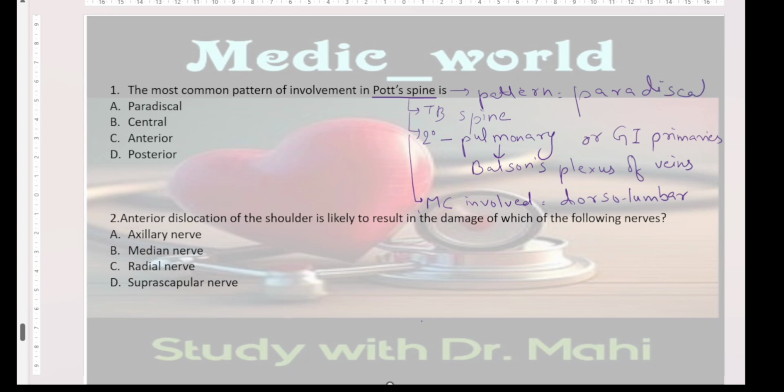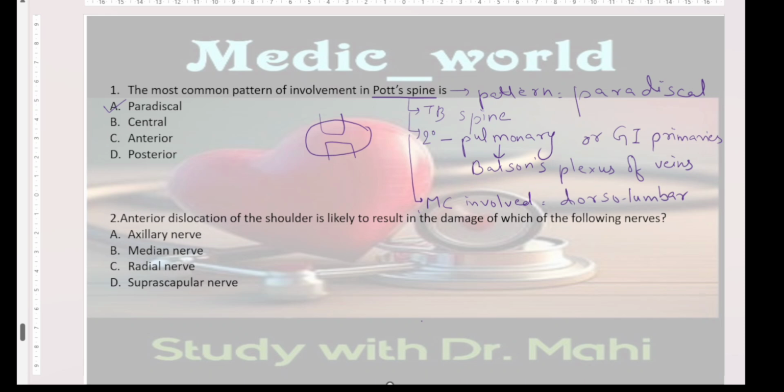We know what do you mean by paradiscal? Means one intervertebral disc is this and this is this. So in Pott's spine, the involvement is like this. Both the discs and intervertebral disc. So this type of involvement is known as paradiscal involvement.